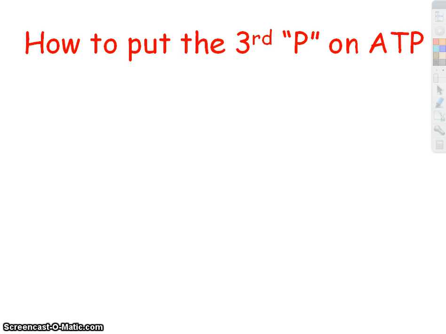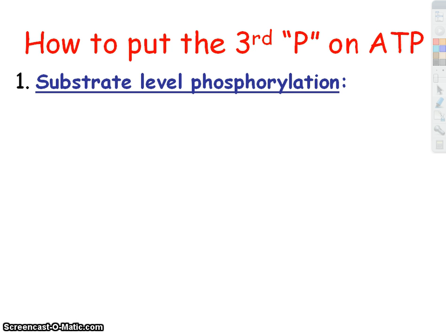All right, so ATP is made from ADP. Remember, all that we're really doing is putting that third phosphate on. And there's two ways we can do that. The first way is called substrate level phosphorylation. Sounds complicated, but phosphorylation is just a fancy word for put a phosphate on. Put a P on. That's all phosphorylation means, is put on a phosphate.